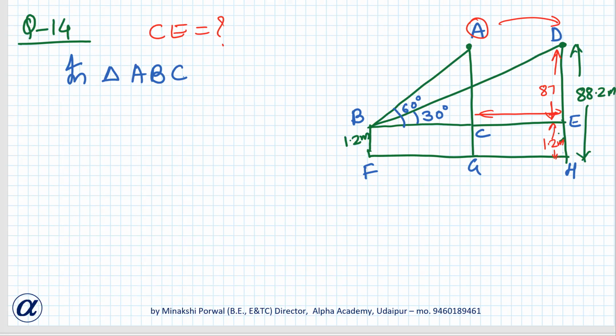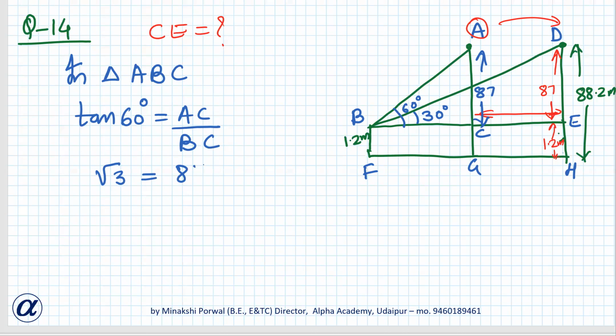Okay. So in triangle ABC, tan. Again, why are we using tan? Because we know the perpendicular. If D is 87 then AC will also be 87. So in triangle ABC, tan 60 degrees equals perpendicular by base. Tan 60 is root 3. AC is 87 and base is BC. Or we can write BC equals 87 upon root 3.